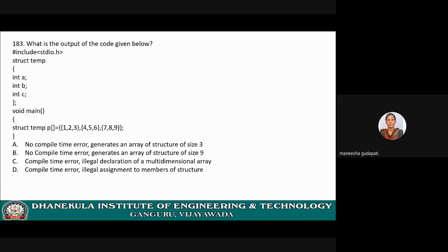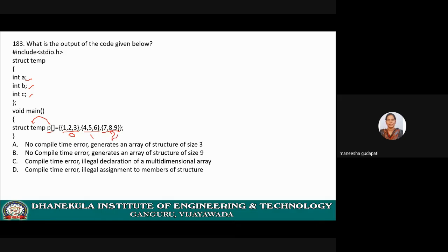So here we have created a structure. In this structure, I have three members A, B, C, and these three members are of type integer. Next, we have created an array of type struct temp, and here we are going to initialize the values. This is P of 0, this is P of 1, and these values are for P of 2. So P of 0, P of 1, and P of 2.